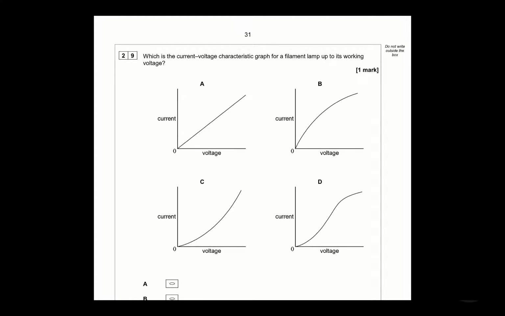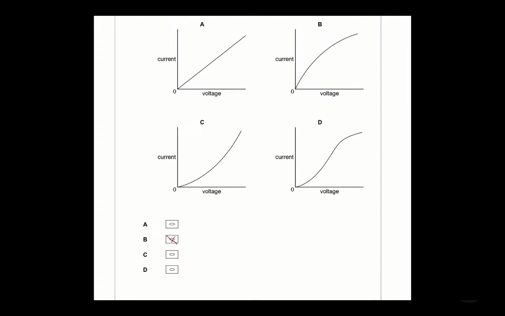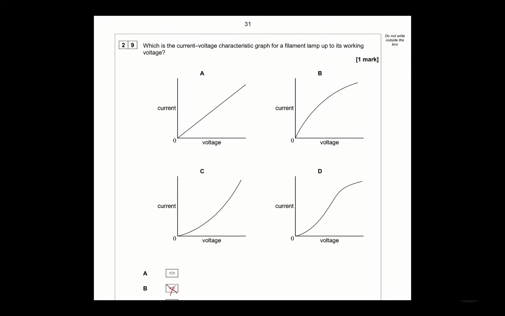A filament lamp up to its working voltage. It's B. Don't even have to think about it. Or at least you shouldn't have to think about it. You should just know what the shape of these graphs are.